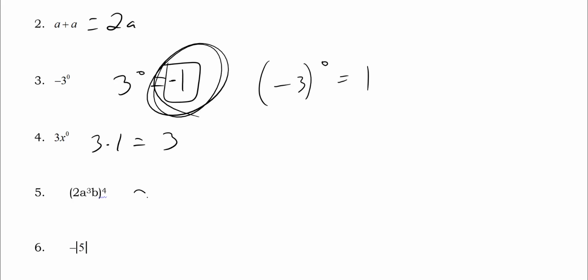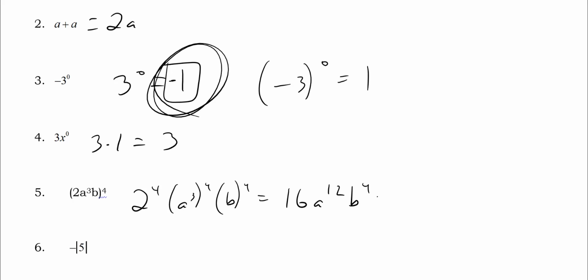This one's 2 to the 4th power, a cubed to the 4th power, b to the 4th power. 2 to the 4th power, you put it in your calculator, that's fine, it's 16. Remember, you multiply when you raise it to a power. So that's a to the 12th, and then that's just b to the 4th.